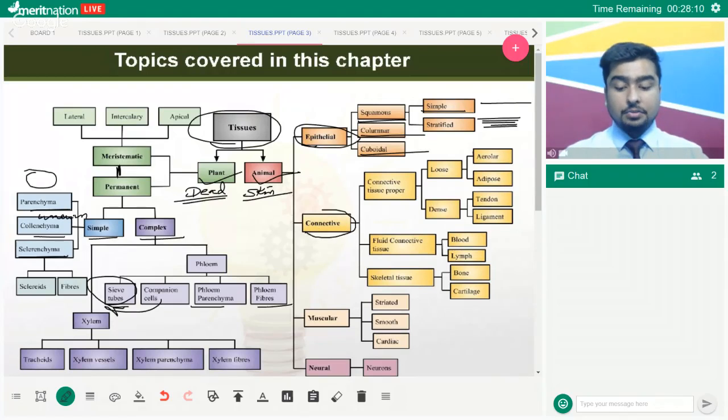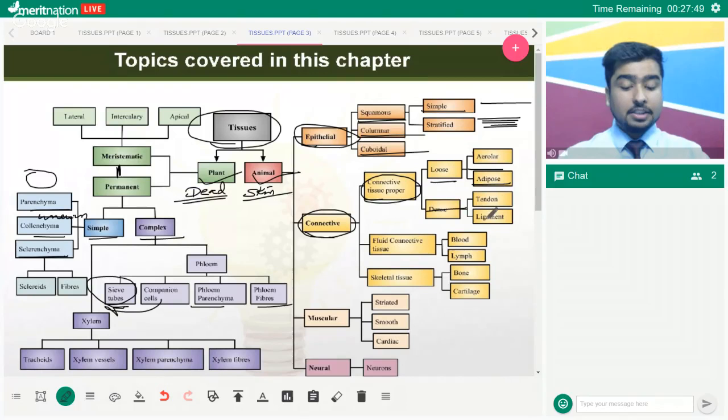Next, we come to the connective tissue. So connective tissue basically is a tissue that connects. Now we have connective tissue proper, that is loose and dense. We have areolar and adipose. Areolar has air spaces, adipose stores fat.